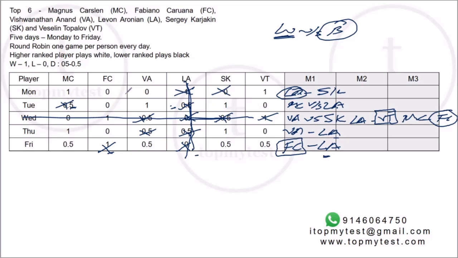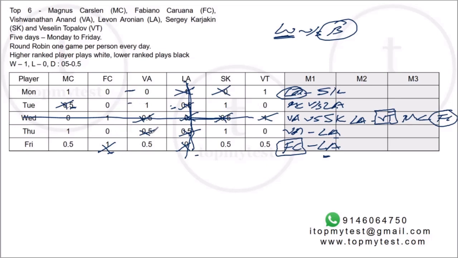They cannot play on Monday because both of them lost the matches. In a match, one of them has to be a winner, the other has to be a loser, or it has to be a draw. You cannot have two losers in a match, right? So, they cannot play each other on Monday. Can they play on Tuesday? Yes, they can play on Tuesday. VA can beat FC. That's possible.